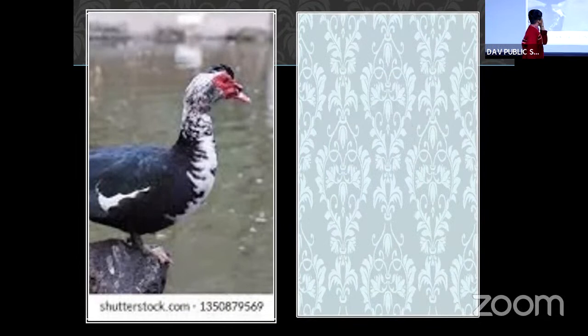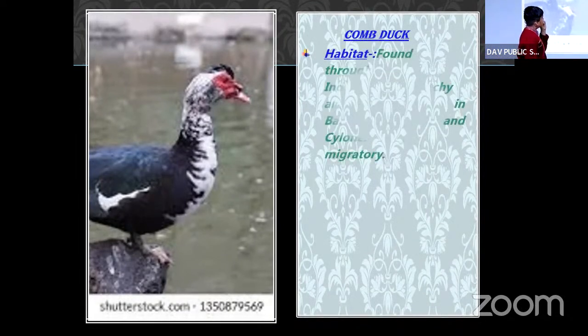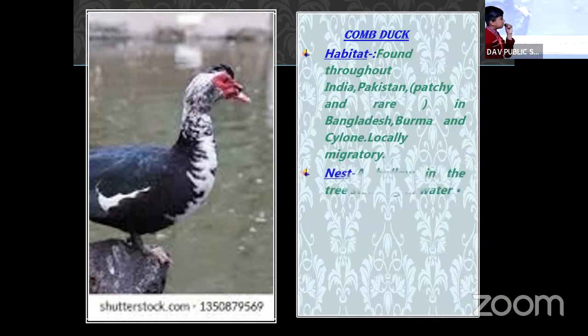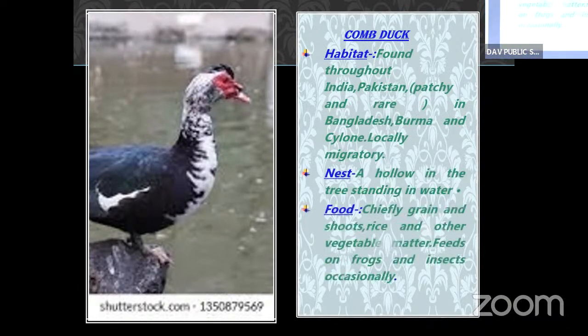Do you know this bird? This looks like a duck, but its actual name is comb duck. It is found mainly in India, Pakistan, Bangladesh, Burma, Ceylon, etc. It is a locally migratory bird.